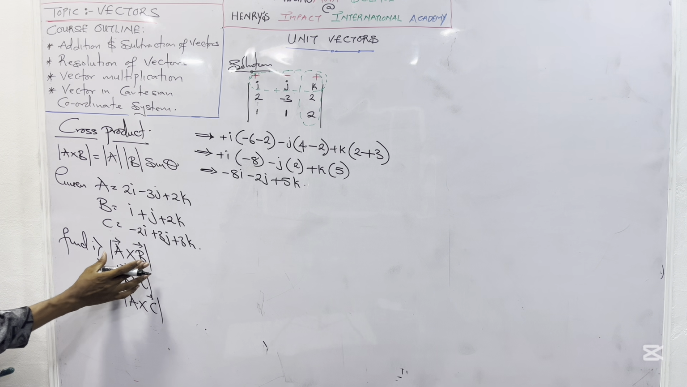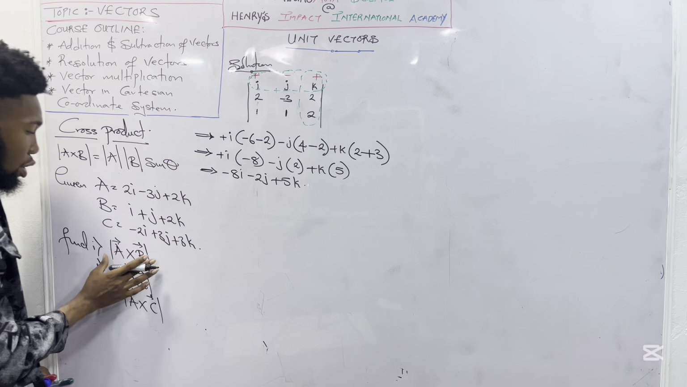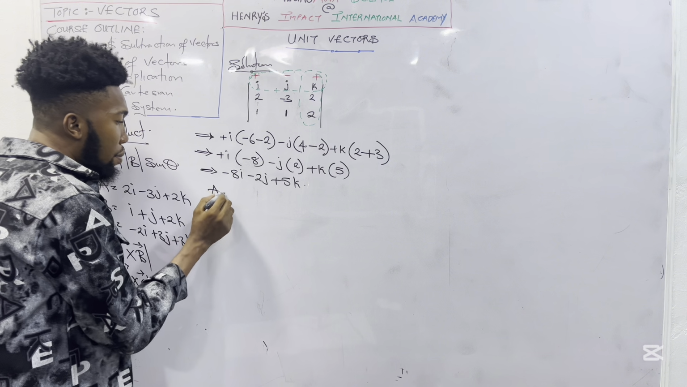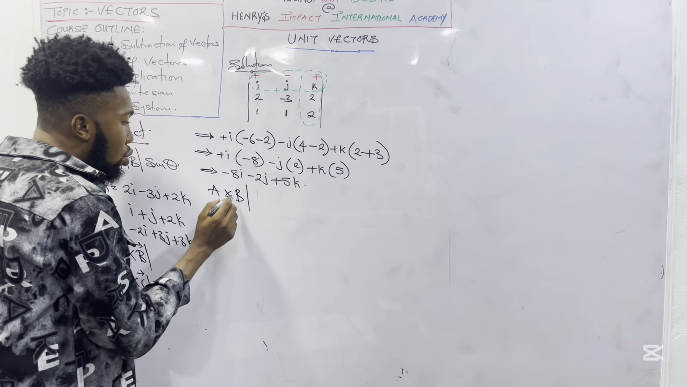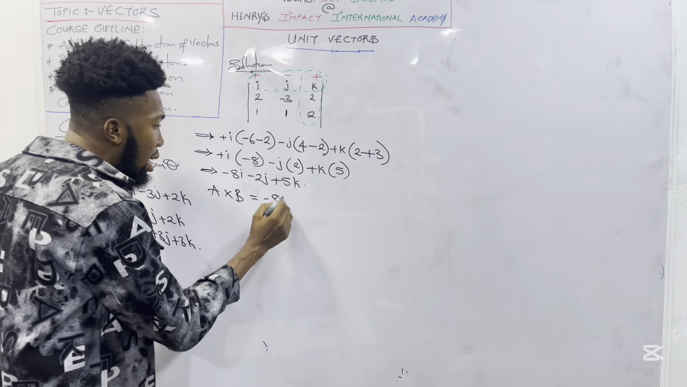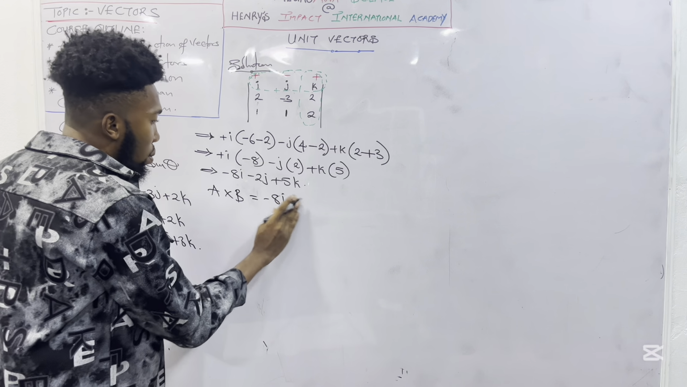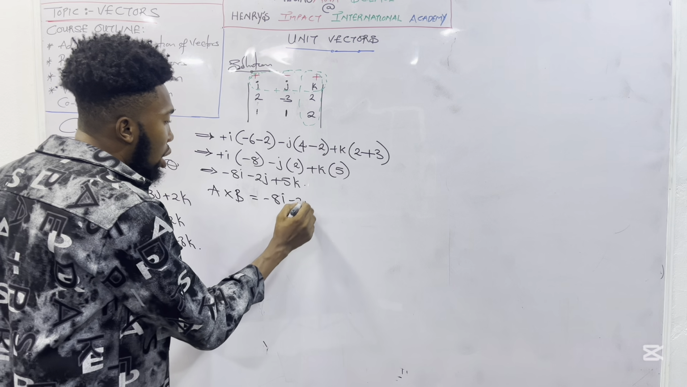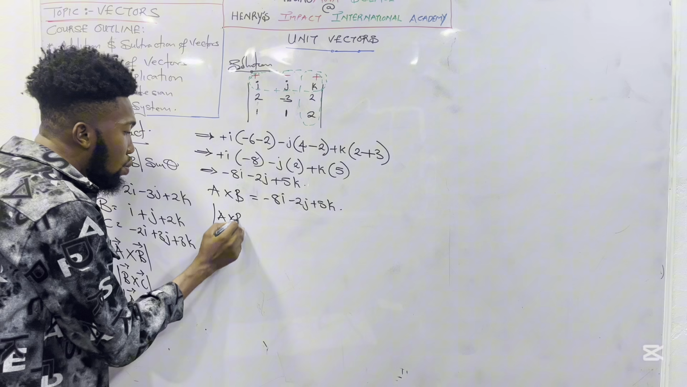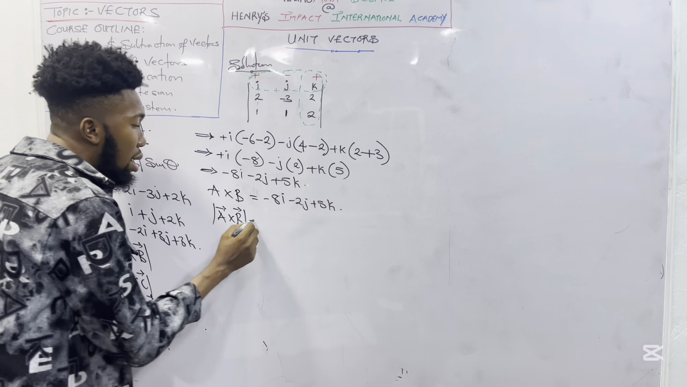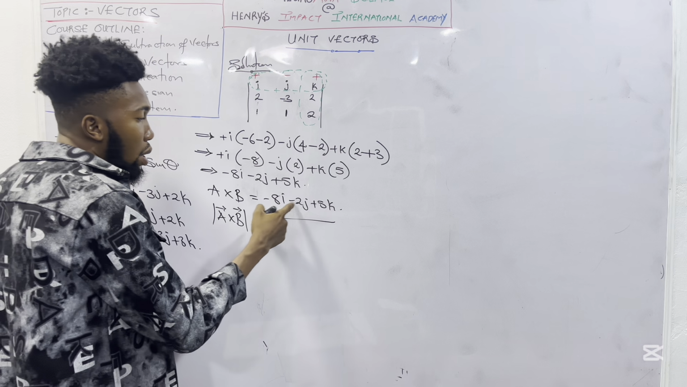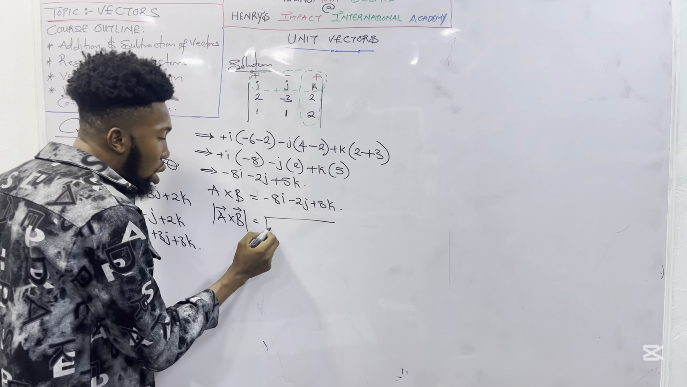Very simple. But if you look at what the question asks us for, they're asking us for the modulus of A cross B. What you've gotten here is your A cross B. So our ordinary A cross B, not modulus, A cross B gives you minus 8i minus 2j plus 5k. So therefore the modulus of A cross B, which I've taught us how to get, is simply the square root of the squares of each of the coefficients of the unit vectors, which is what?